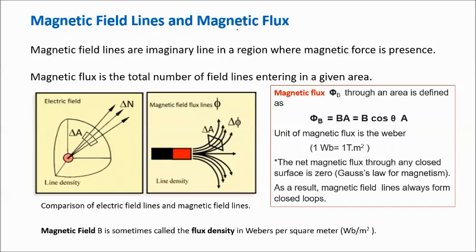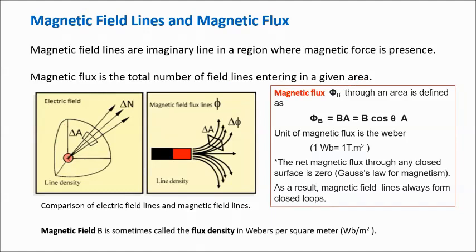Okay. To compute for the magnetic flux, so kung nandoon kayo sa week 1, hindi na kayo manibago sa topic na magnetic field and magnetic flux. So sa week 1, no? So there is a topic about electric field lines and electric flux, no? So magnetic field lines are imaginary lines in a region where magnetic force is present. And magnetic flux is the total number of field lines entering in a given area.